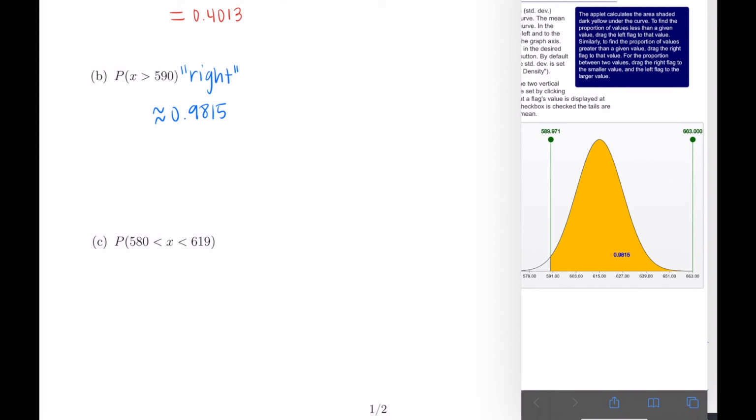When you use the normal CDF function, my minimum value here is now 590. My maximum value, I'm going to use 100,000 again, just so I don't have to pay attention to what the actual maximum value on this curve is. Then my mean, which is 615, and my standard deviation, which is 12. When you put this into your calculator, you get an exact value of 0.9814. These two values are very close, so this is a much better approximation than the one we had above in part A.